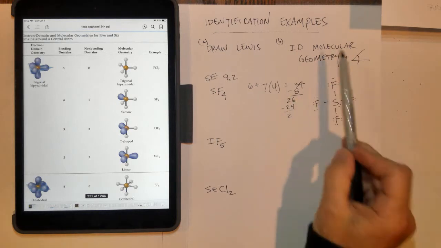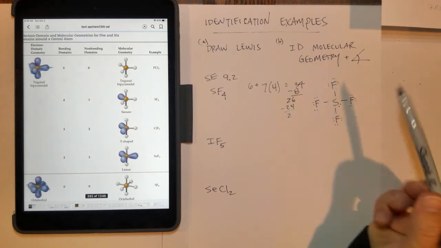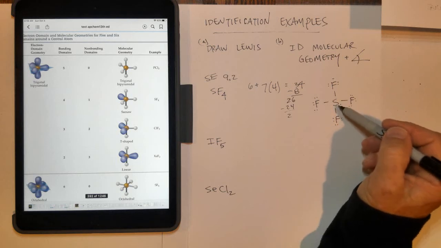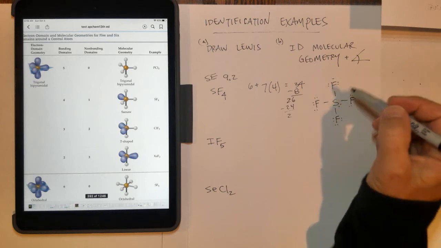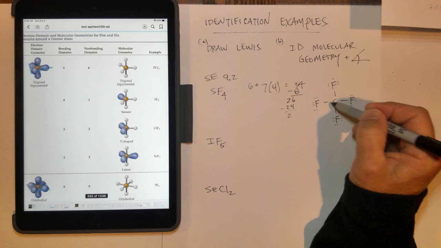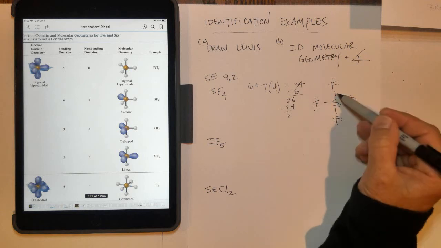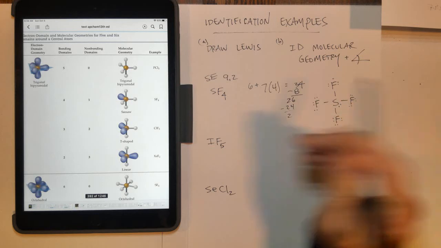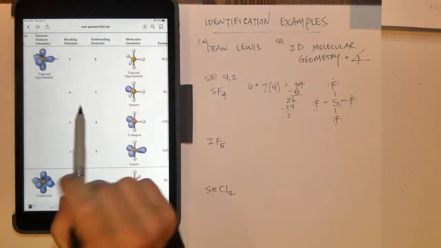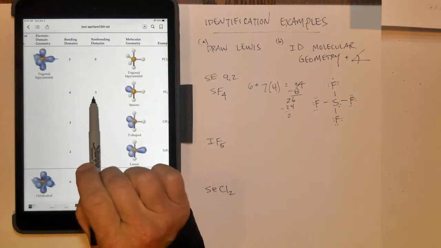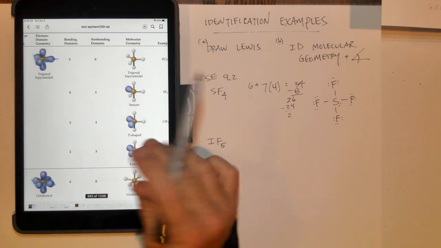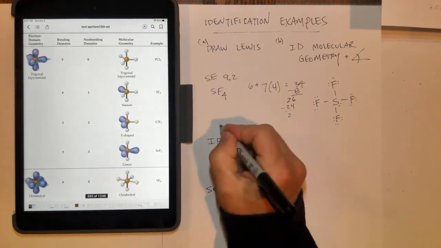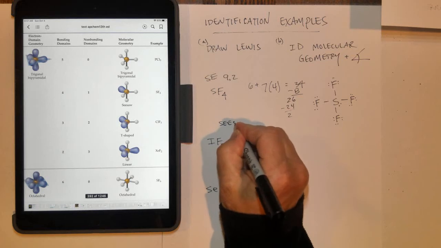So now we're supposed to identify the molecular geometry for this. Always look at the central atom to do that identification. Then we find the bonded and non-bonded domains around sulfur. We have 1, 2, 3, 4 bonded domains and 1 non-bonded domain. So looking at the chart, 4 bonded domains and 1 non-bonded domain is called seesaw. So my molecular geometry is seesaw.